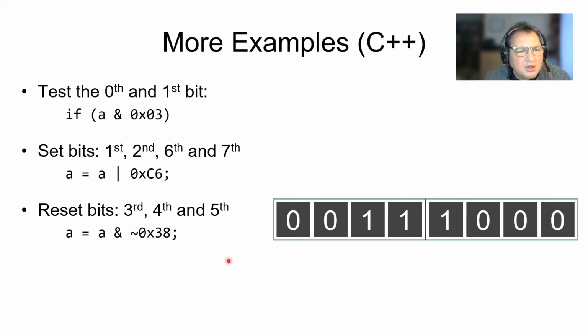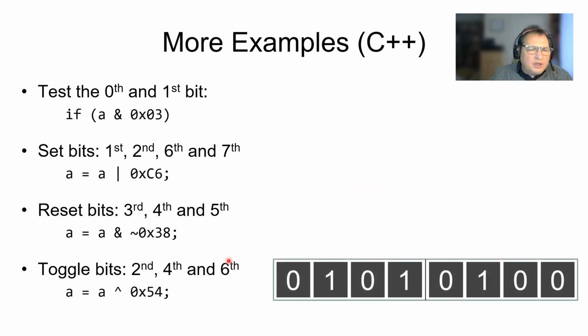And the last example here is toggling bits. We will toggle the second bit, the fourth bit, and the sixth bit. So the first hexadecimal digit is 0101. This stands for 5. The second hexadecimal digit is 0100. This stands for 4. So the toggle bit code is A equals A XOR 0x54.